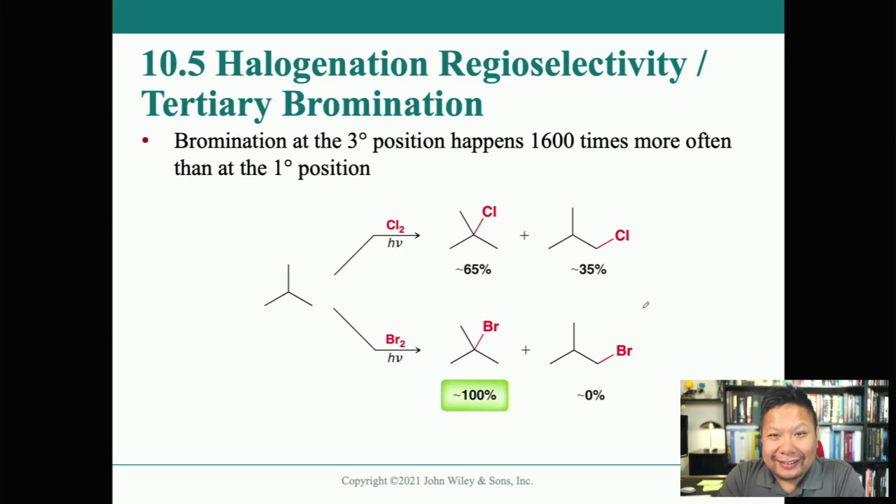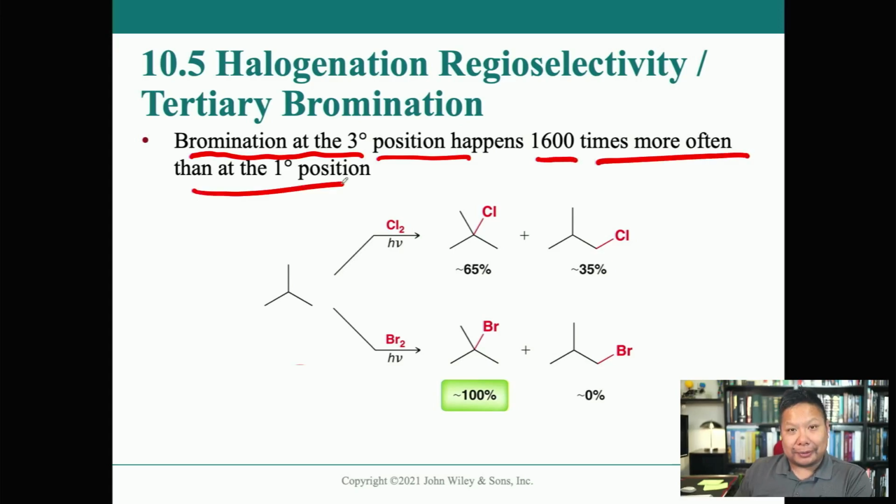Oh, look at this, right? Oh, I lost something there. There we go. Look at this, right? If you brominate at the tertiary position, it actually happens 1,600 times more often than at the primary position, right? So even at the tertiary position, where we're talking about how tertiary radicals were the most stable, even when you use chlorine gas with the tertiary, it's more than the secondary, but you get 65% of that and 35% of the primary, right?